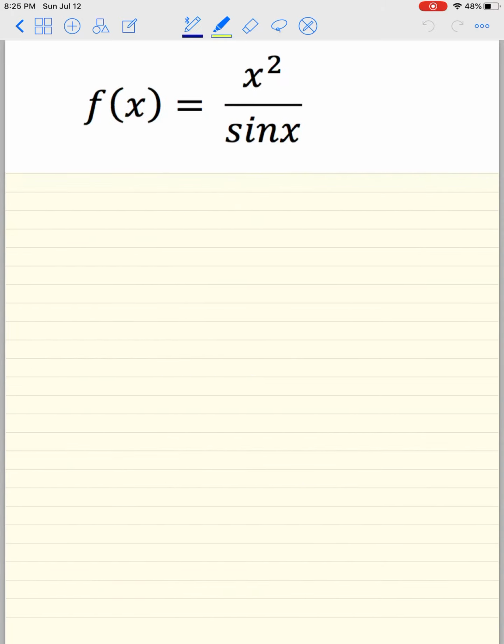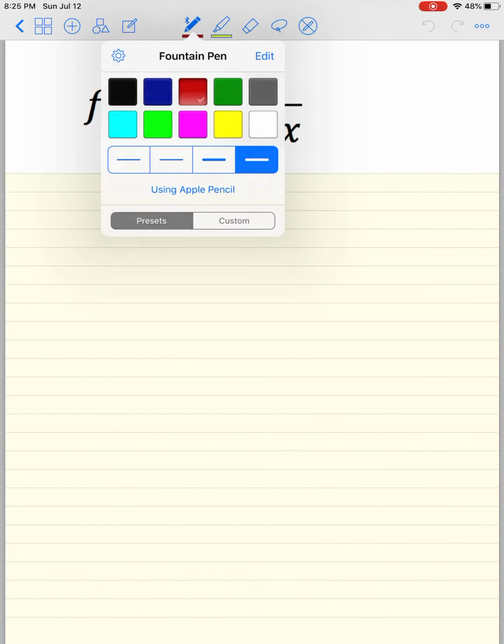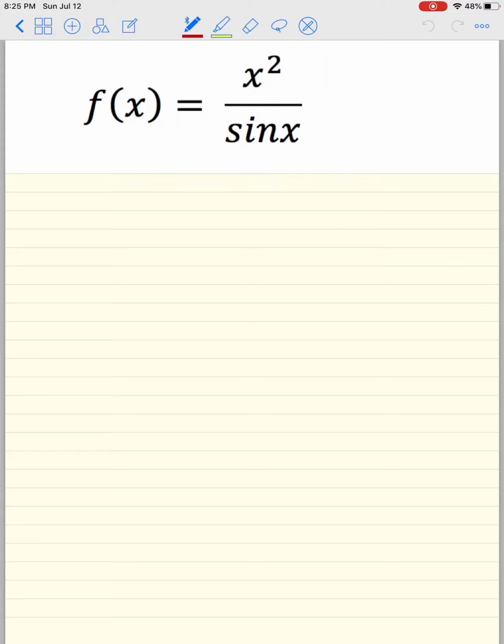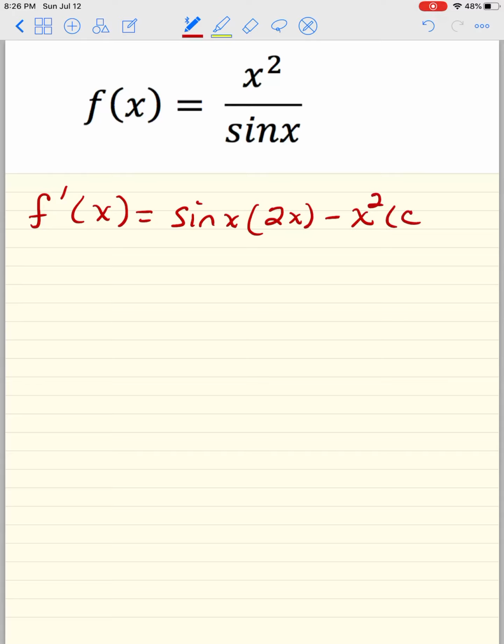Our second problem of the day is f of x equals x squared over sine x. Remind yourself that this is a quotient rule because there's an x in the denominator and an x in the numerator. So how do we do the quotient rule for this? Keep the bottom, keep the denominator times the derivative of the numerator minus keep the numerator times the derivative of the denominator. The derivative of sine x is cosine x, all over the bottom squared.